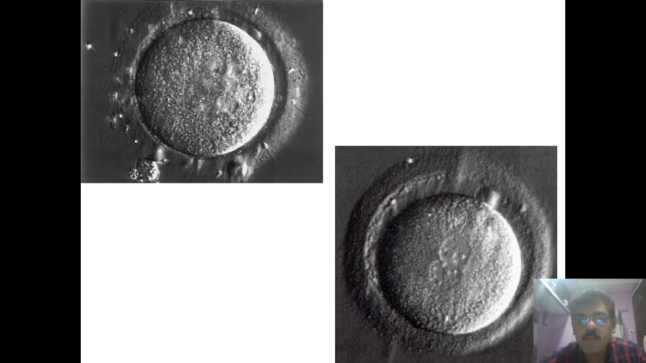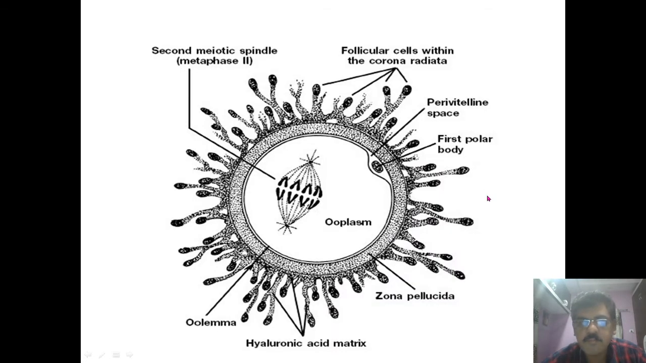This is the electron microscopic picture of the ovum during the fertilization, and this here is the entry of the sperm into the ovum. And just after fertilization there is a formation of the second polar body.